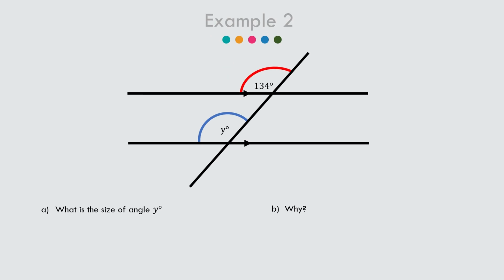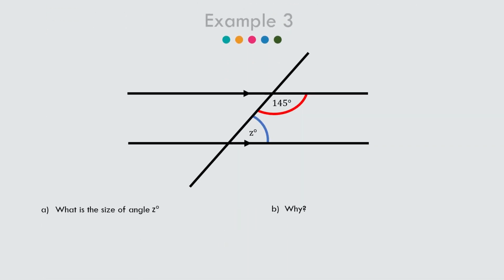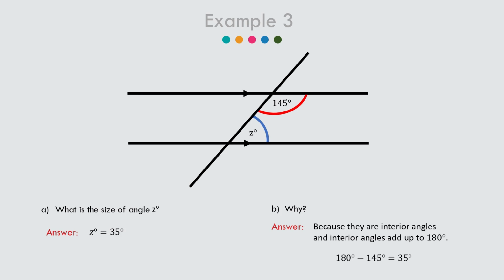In this example, we want to find the missing angle Y and explain why. The answer is 134 degrees, because they are corresponding angles and form an F shape, which means that they must be the same. In this example, we need to find the missing angle Z and explain why. The answer is 35 degrees, because these interior angles form a C shape, and that means that both angles when added together must equal 180 degrees.